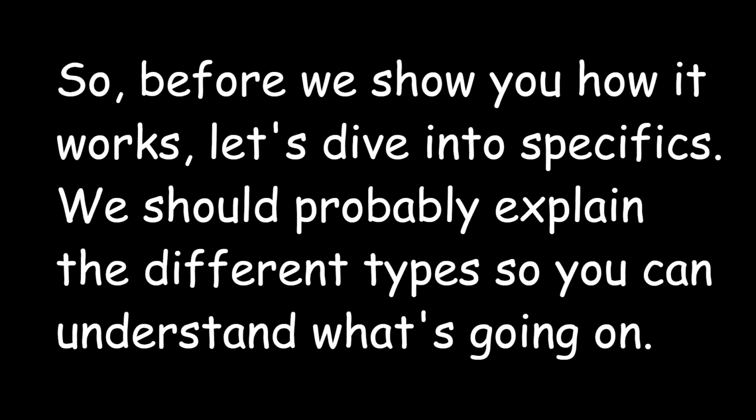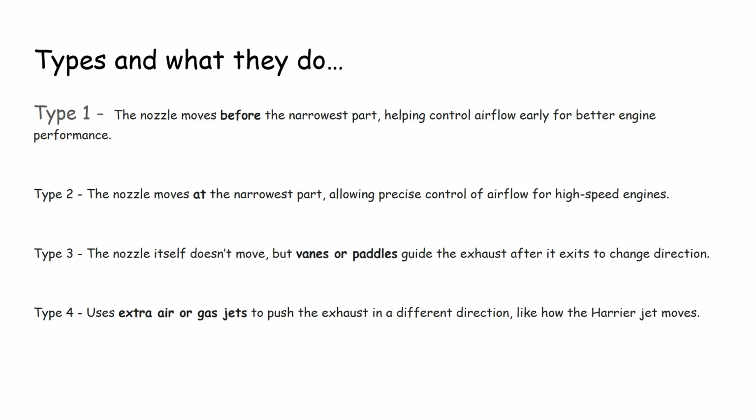So before we show you how it works, let's dive into specifics. We should probably explain the different types so you can understand what's going on. There are generally 4 different types of thrust vectoring. Type 1. The nozzle moves before the narrowest part, helping control airflow early for better engine performance.